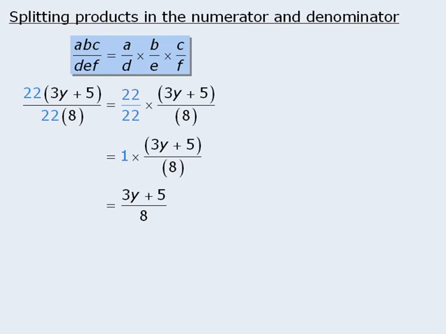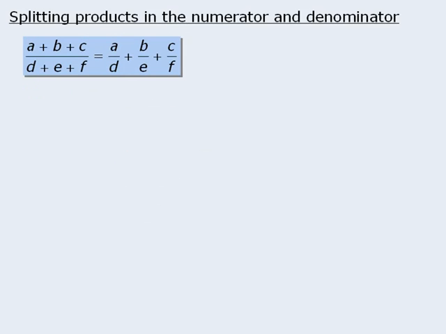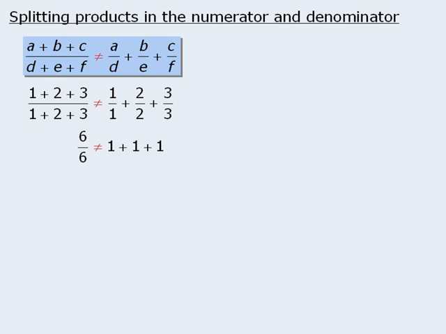Now please note that in order to apply the rule here, we need to have products in the numerator and denominator. The rule does not apply to addition. If there are sums in the numerator and denominator, we cannot split the fraction into the sum of smaller fractions. For example, this fraction is not equal to the sum of these three fractions. Notice that the left-hand side here simplifies to be 6 over 6, or 1, and the right-hand side simplifies to be 1 plus 1 plus 1, which is 3.